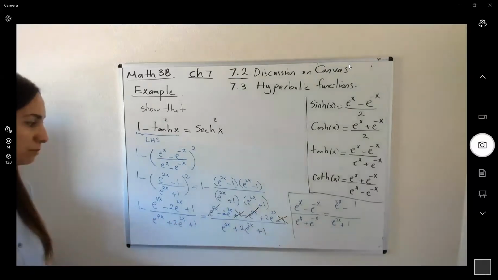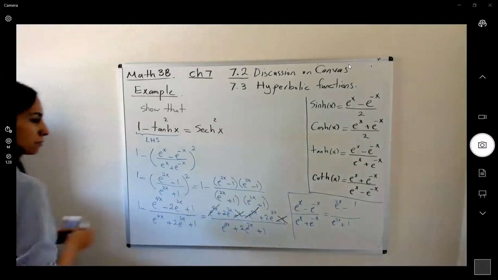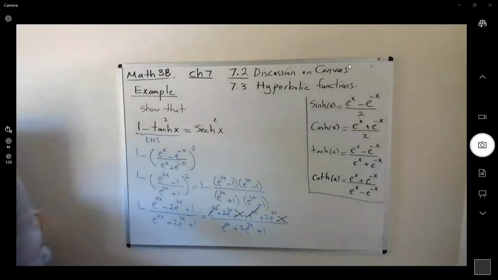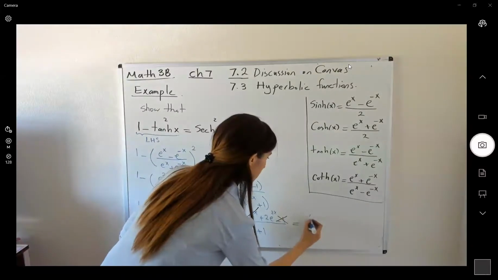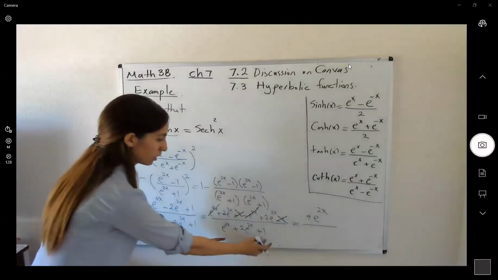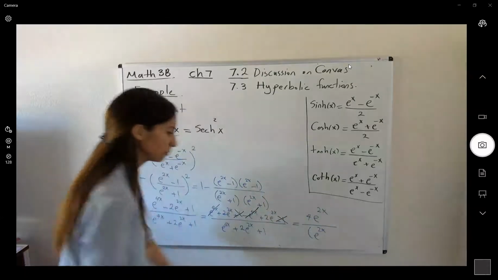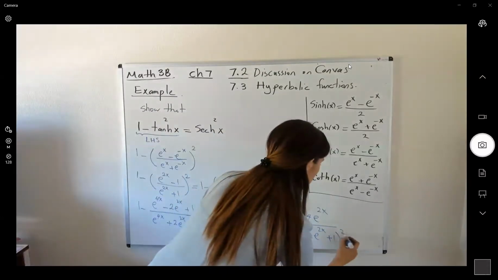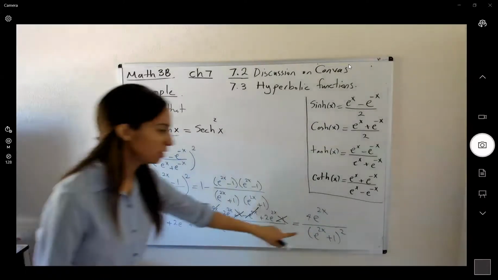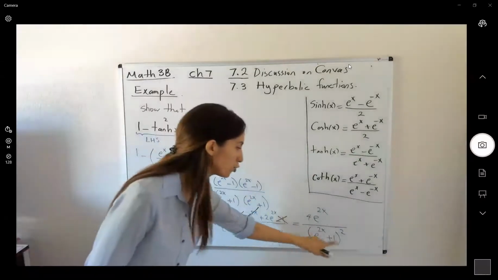What do I have here? I have 4e to 2x divided by, and if I write this in compact form, I get e to 2x plus 1 raised to the second power. So this is my left-hand side. My left-hand side is equal to 4e to 2x divided by e to 2x plus 1 squared.